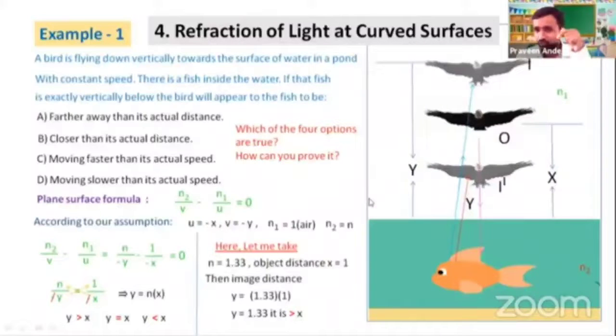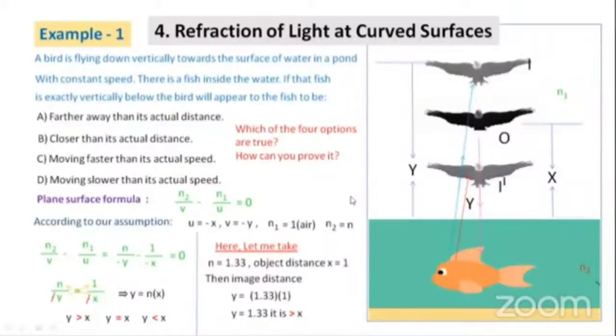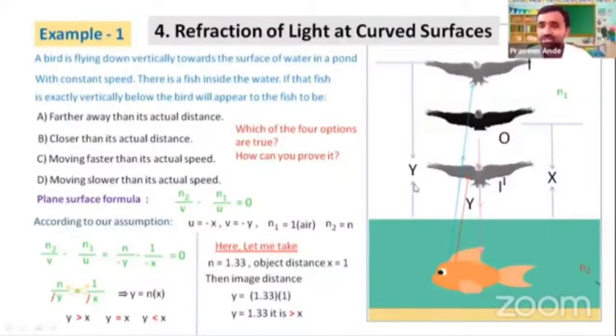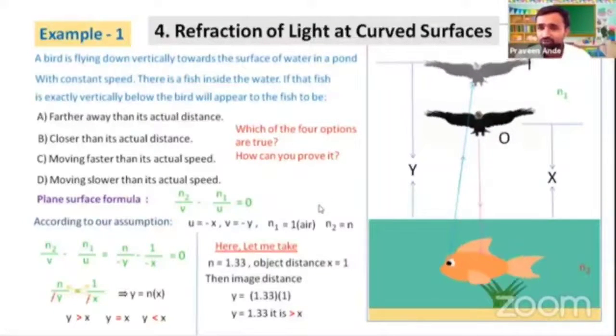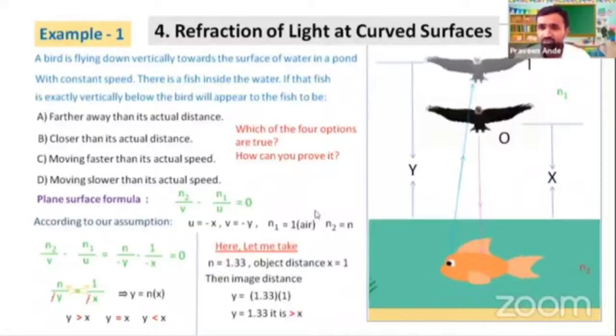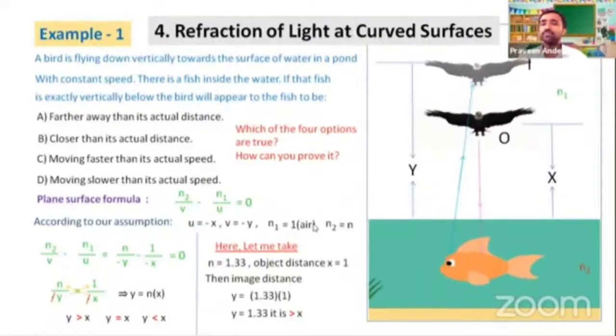So which assumption is correct? The bird will appear closer or farther than its actual position. Which is correct? Farther than its actual position. So our assumption I dash is wrong. Let me clear that. So finally, the fish sees that the bird will be farther than its actual position. Is it clear? Yes, sir.